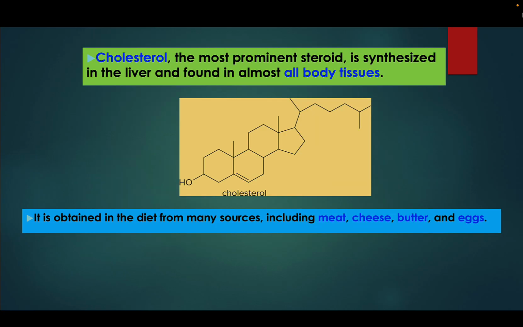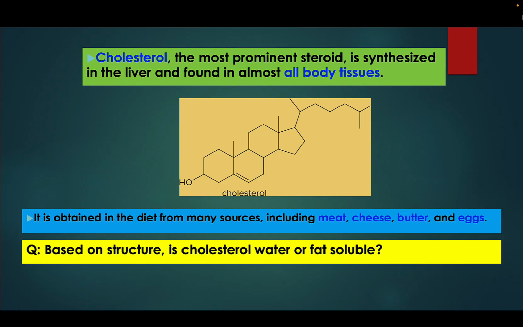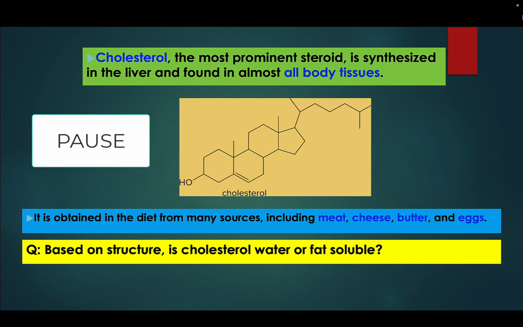The most important steroid that we're going to look at is cholesterol, and it has the following structure. Cholesterol gets kind of a bad rap in nutrition because it's associated with health effects, high cholesterol, but it is an essential molecule for creating other hormones, and understanding its role in the body is an important part of understanding biochemistry. Cholesterol is obtained in the diet from a lot of sources: meat, cheese, butter, eggs, etc. As we begin looking at cholesterol, go ahead and pause the video here and consider, is cholesterol water or fat soluble?